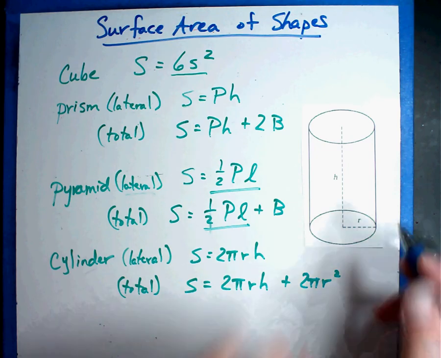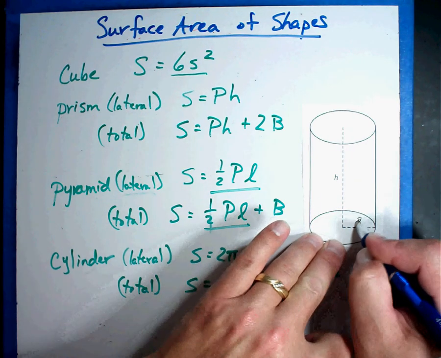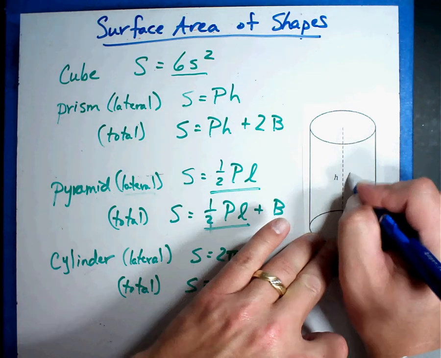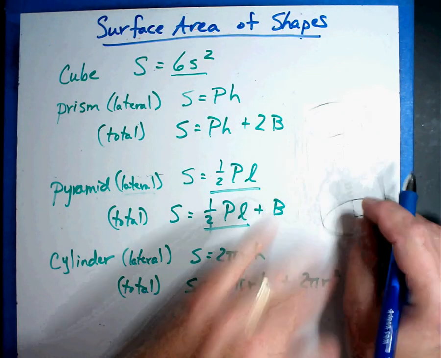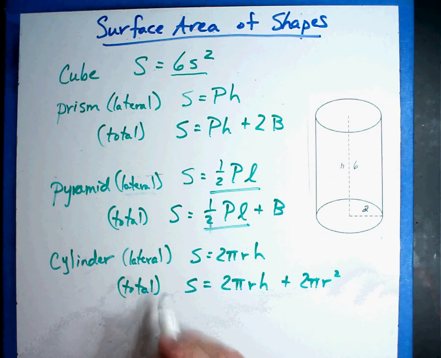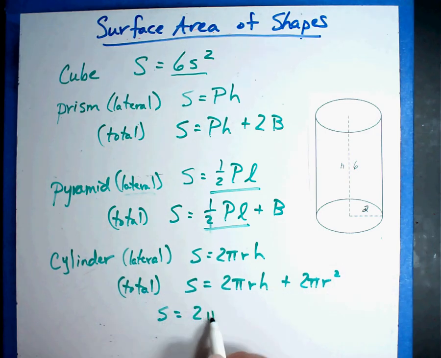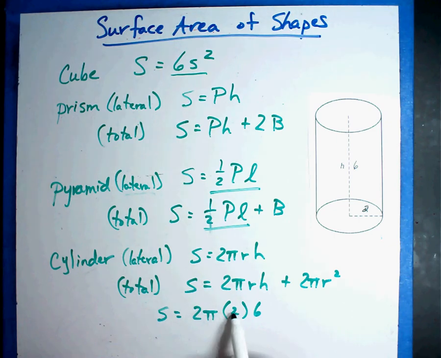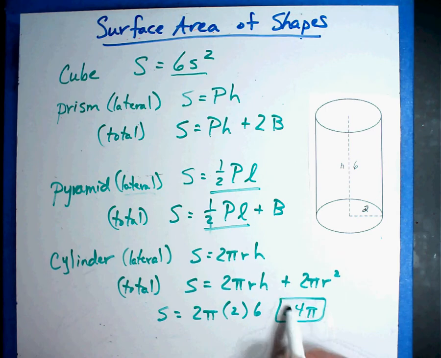Let's just use some numbers. Let's say we have a radius of 2 and a height of 6. Here's how you work it. S equals 2 times pi times the radius, which is 2, and the height is 6. So you multiply your numbers together. 2 times 2 is 4, times 6 is 24 pi. It looks real complicated, but that's all there is to it. One more time. 2 times 2 is 4, times 6 is 24. 24 pi is the lateral surface area.